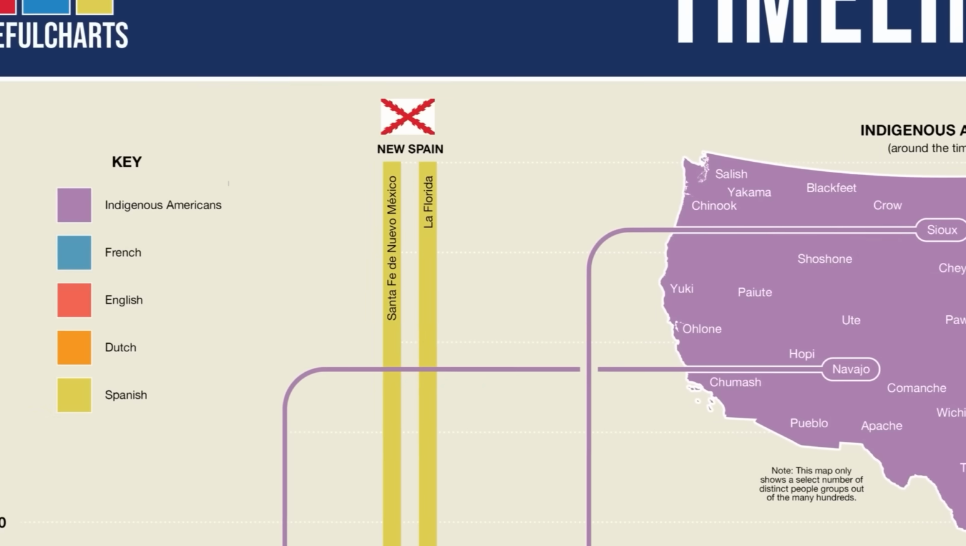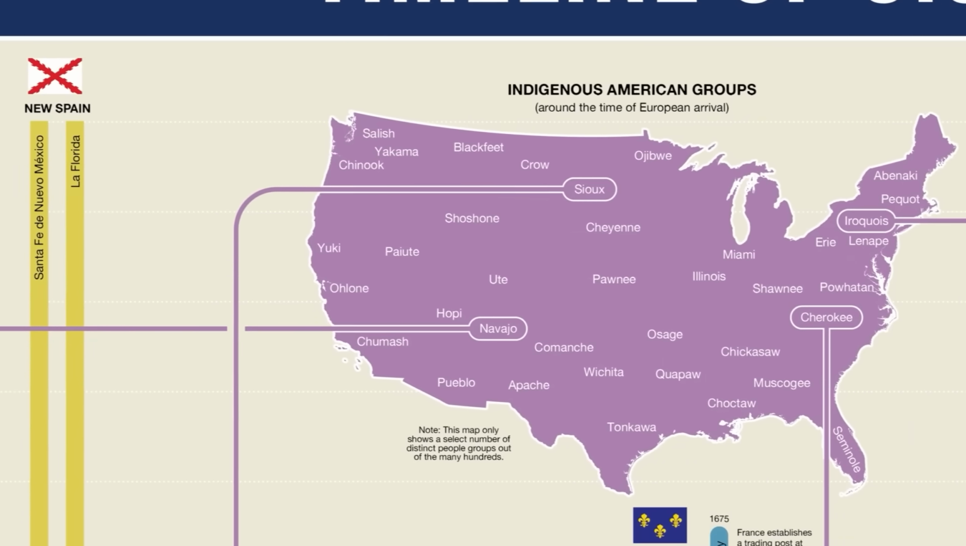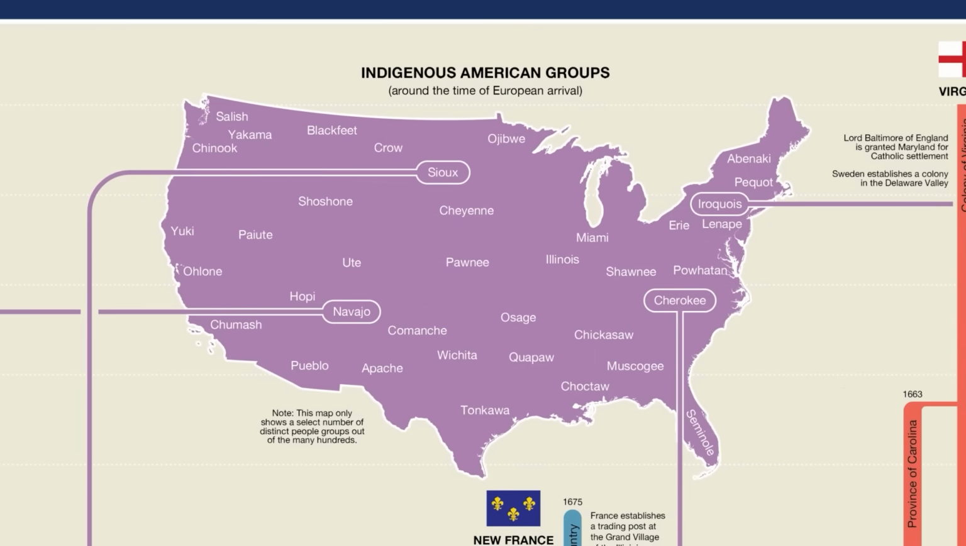Which brings me to the map at the very top, which represents what the situation on the continent looked like around the time of European arrival, when the land was inhabited solely by Indigenous Americans. Now, keep in mind that this map is extremely simplified and only shows a few dozen out of the hundreds of distinct indigenous groups that existed at the time, most of which survive to this day. Keep in mind also that the ancestral homelands shown on the map are approximate, especially in the West, because by the time the white man reached that area, local migration westward had already taken place.